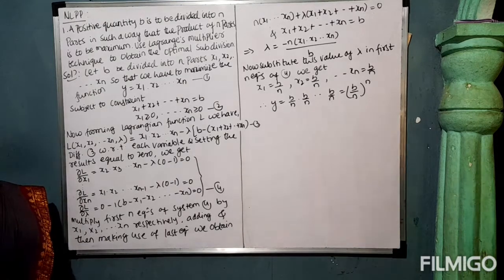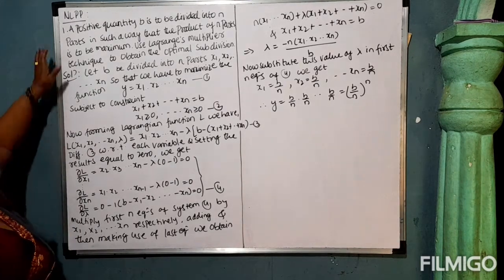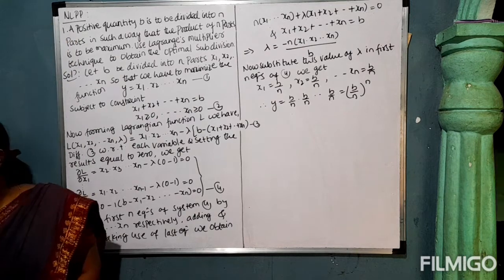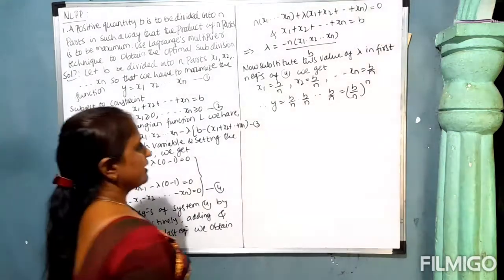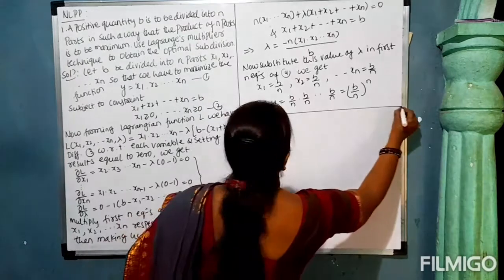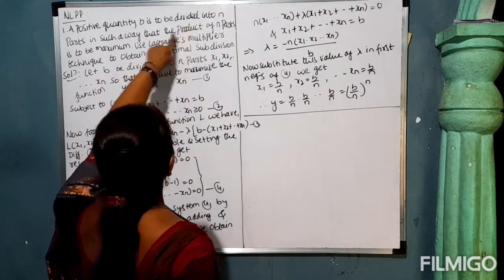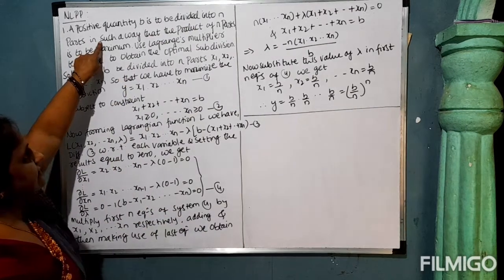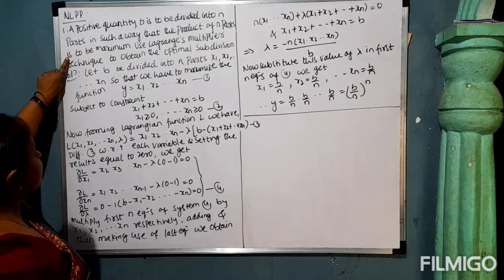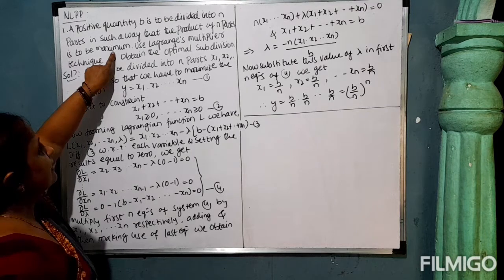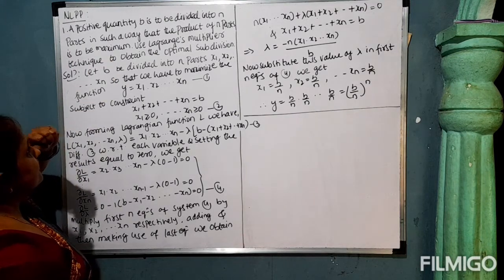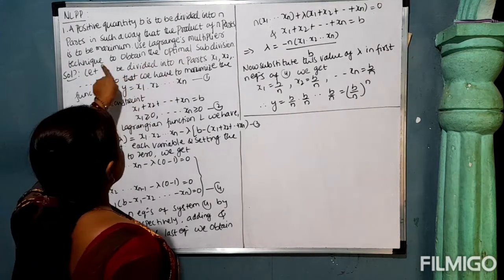Now we will see one of the problems for NLPP. NLPP is nothing but non-linear programming problem. Here the problem is given as: a positive quantity b is divided into n parts in such a way that the product of the n parts is to be maximum, and we have to solve this using Lagrange's multiplier technique.